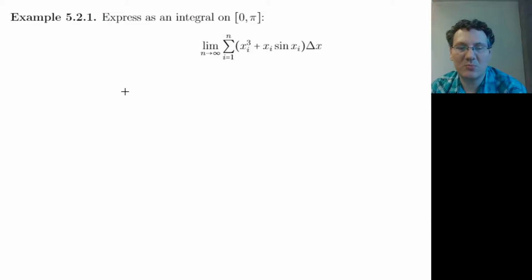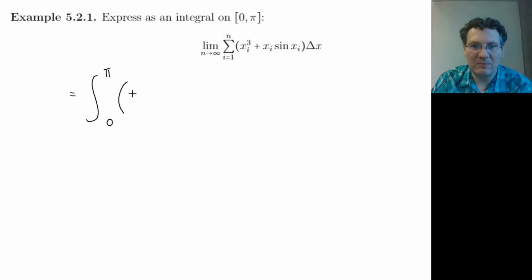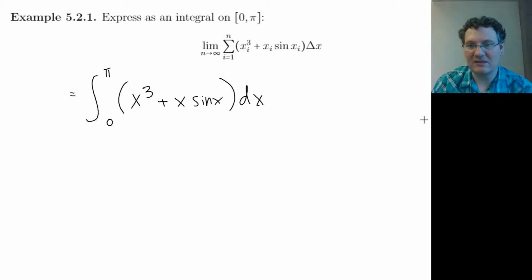Okay, let's just try to express this infinite Riemann sum, this limit of Riemann sums, as a definite integral. So we're going over the interval 0 to pi. What this sum is doing is taking the function xi to the third plus xi times the sine of xi, times this delta. So if you put this in a definite integral, this would be equal to the integral from 0 to pi, and the function being integrated would be simply x to the third plus x times the sine of x, and then you'd put a dx there. So this would be the same, this limit of Riemann sums expressed as a definite integral.